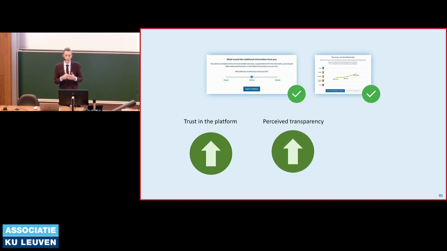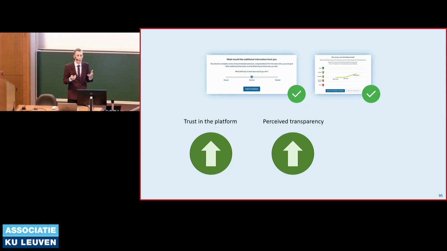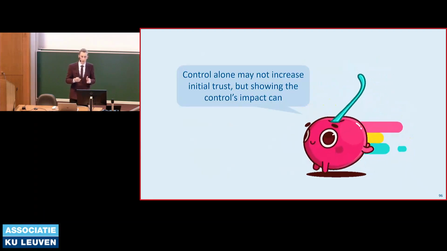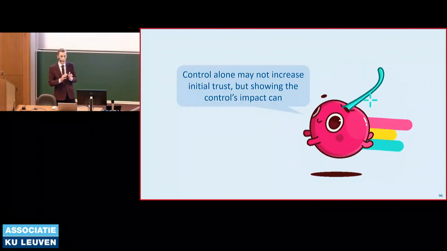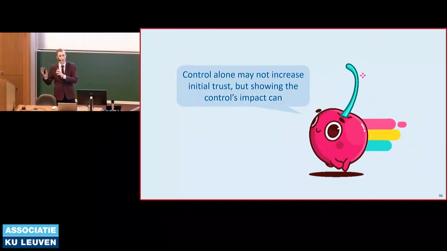And again, this is because they reported that they found the system more transparent. Probably because the visualization showed how the model was behaving, and because they saw this each time, they could also see how the model worked, I guess. And again, as before, they also reported a lot more reflective remarks about the system here. So the conclusion is that the control alone may not increase initial trust, but showing the impacts in the visualization can.